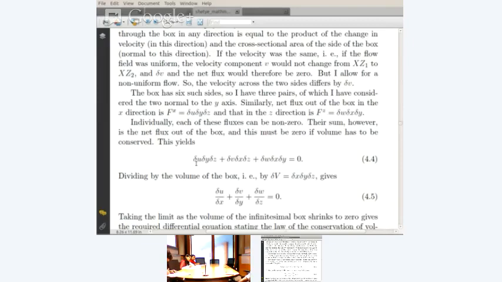That's all we do. So delta u into delta y into delta z plus delta v into delta x into delta z plus delta w into delta x into delta y equals zero. Now we divide by the volume of the box. That's delta V, capital V, equals delta x delta y delta z. And we get delta u by delta x plus delta v by delta y plus delta w by delta z equals 0. That's it.